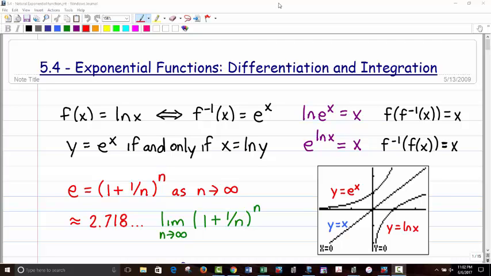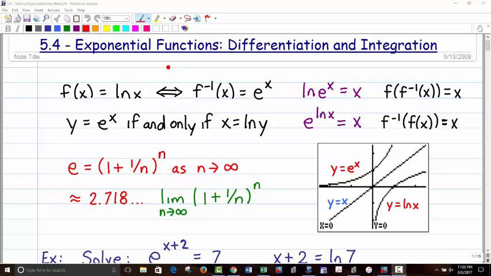This video is entitled Exponential Functions, Differentiation, and Integration. More specifically, we're dealing with the natural exponential function e. The next section after this video addresses more general cases of exponential functions, such as 2 to the x or 3 to the x. But this is only dealing specifically with the natural exponential function e to the x, which is the inverse function of natural log of x.